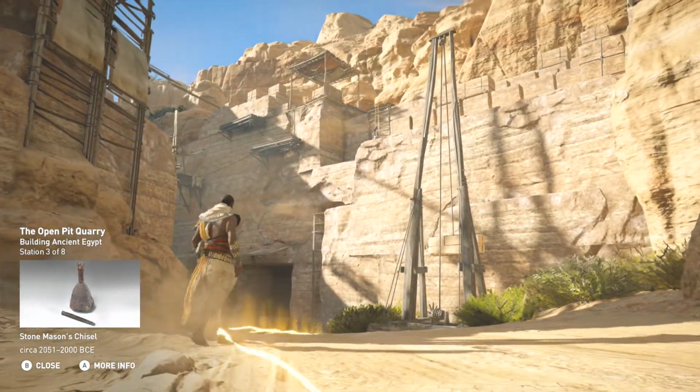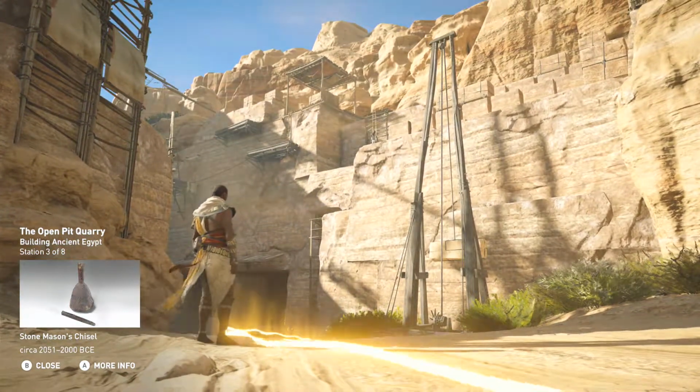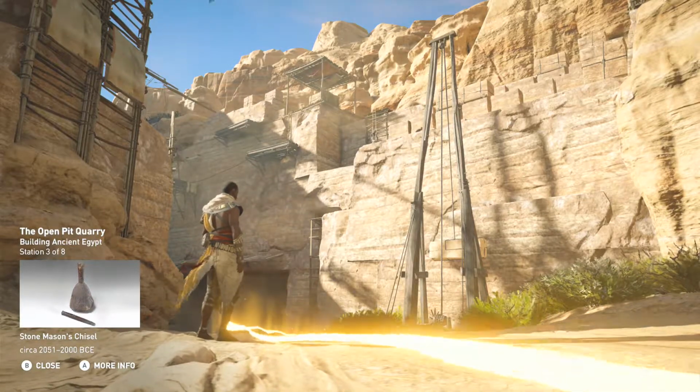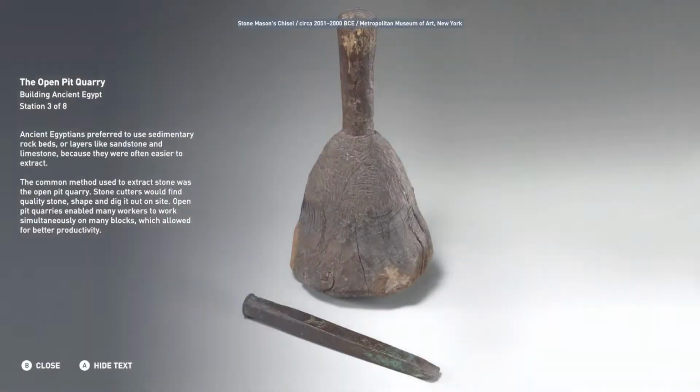Ancient Egyptians preferred to use sedimentary rock beds, or layers, like sandstone and limestone, because they were often easier to extract. The common method used to extract stone was the open-pit quarry. Stonecutters would find quality stone, shape, and dig it out on site. Open-pit quarries enabled many workers to work simultaneously on many blocks, which allowed for better productivity.